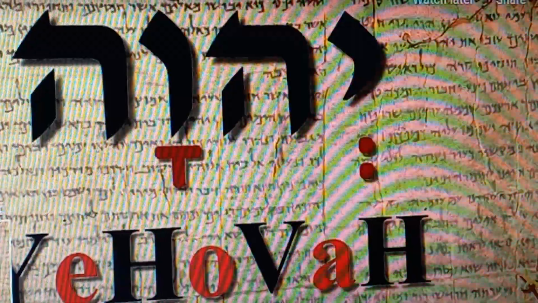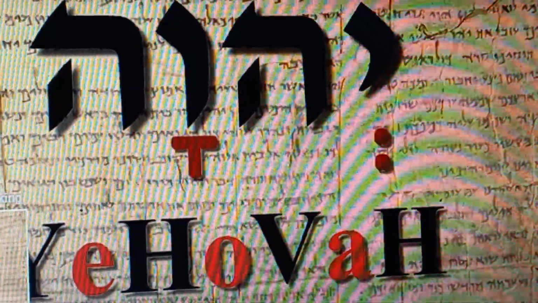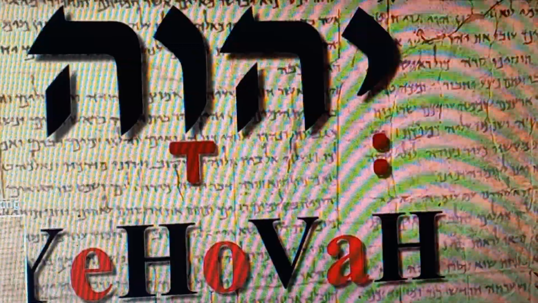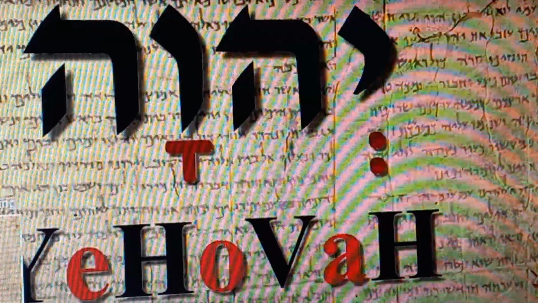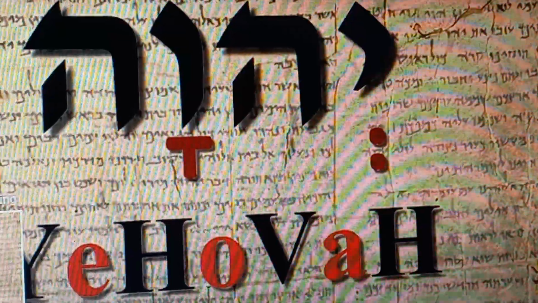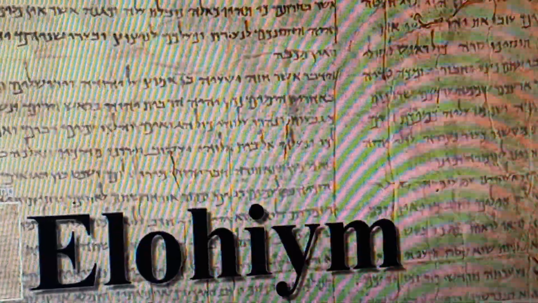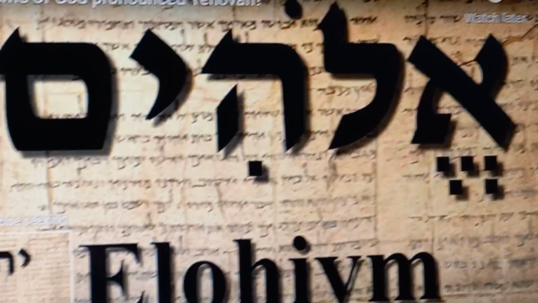In the Dead Sea Scrolls, which were written long before the invention of these vowel pointings, Hebrew words are often spelled differently than they are in the Masoretic text. Let's use the word Elohim as an example. Here is how this word appears in the Masoretic text.